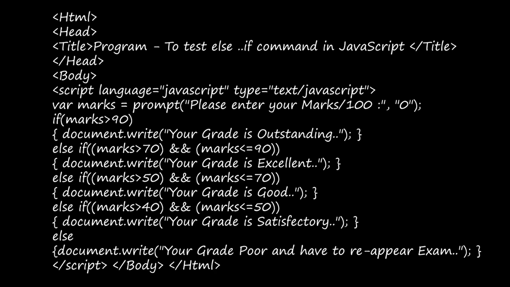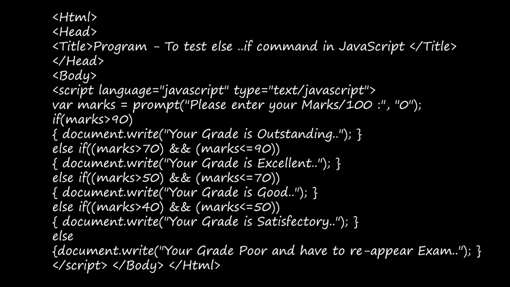Script language is equal to JavaScript, type is equal to text/JavaScript, right? And then var marks is equal to prompt of "please enter your mark for 100". Whatever you give here will be saved in the variable marks, right? Since we have declared marks as a variable, marks is equal to prompt of "please enter your marks for 100", comma, and then a 0 is given here.